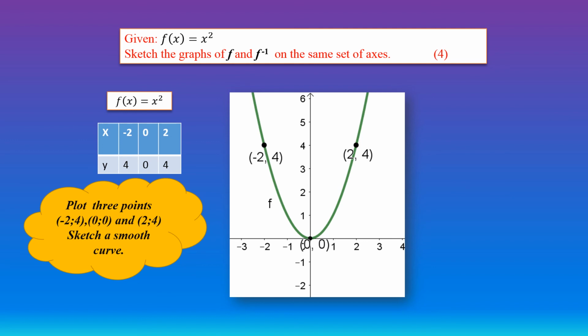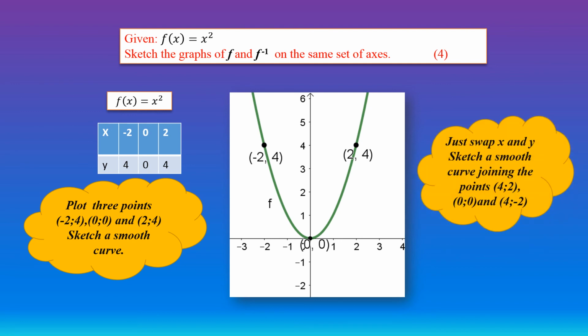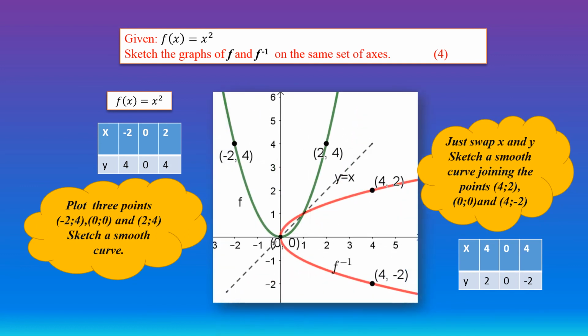Now we continue, we have to sketch the graph of f inverse. We now know the method. We swap x and y, the coordinates. So we plot the points, carefully plot the points. We get the graph of f inverse. We don't need to calculate f inverse x, we just sketch the graph. So it's a 4 marks question.